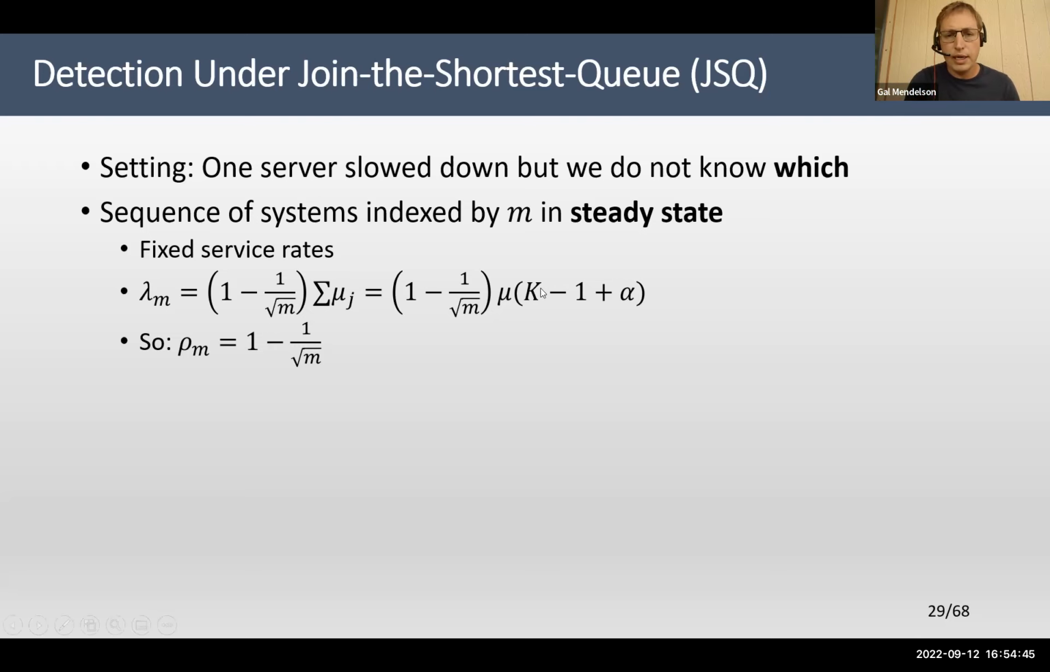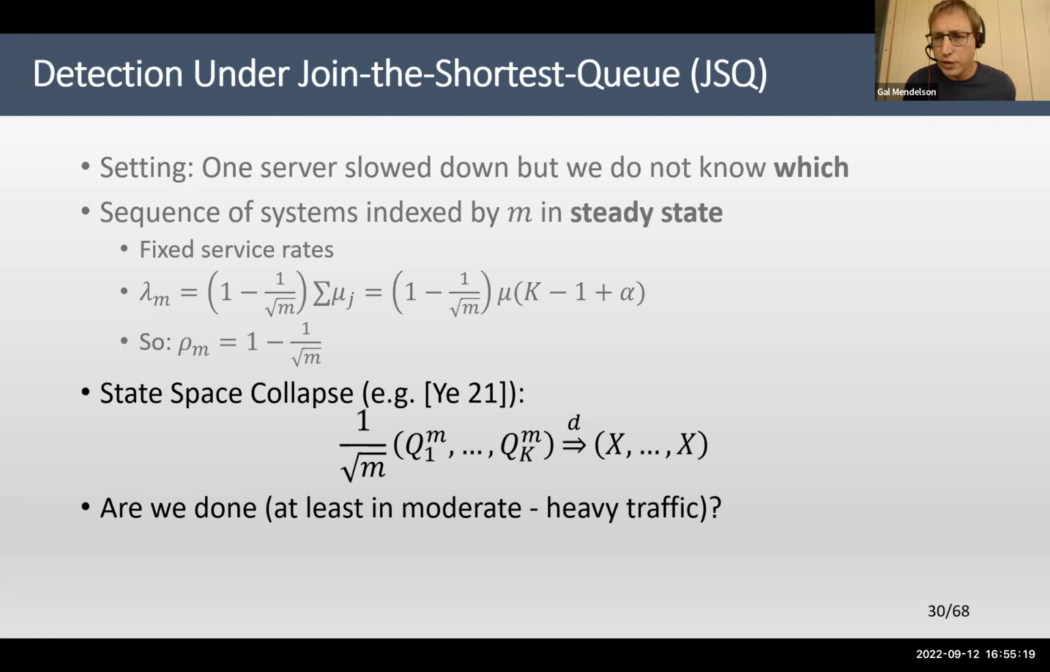So how do we do this? We do this by a well-known technique, by looking at a sequence of systems indexed by m, where small m goes to infinity. We're looking at systems in steady state. The service rates are fixed, but the arrival rate is scaled with m such that it increases to the maximum capacity of the servers, which is the sum of mu_j. And the load here would be rho_m, depends on m, and will increase to 1 from below.